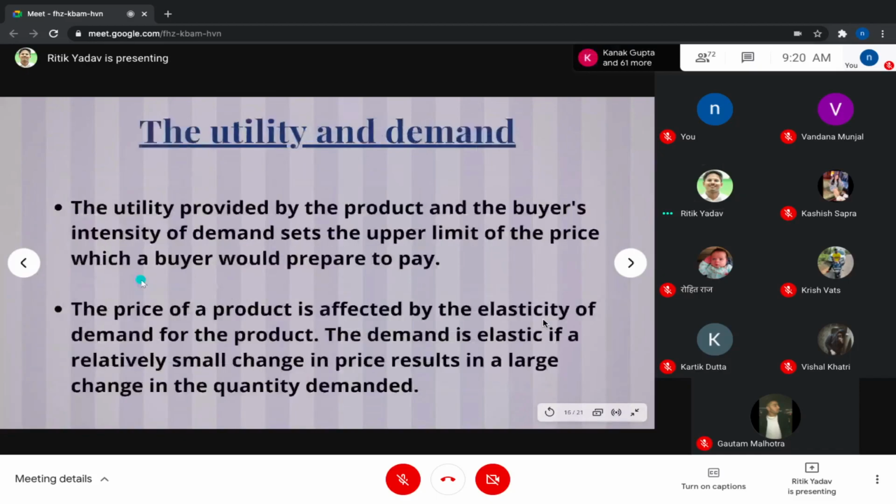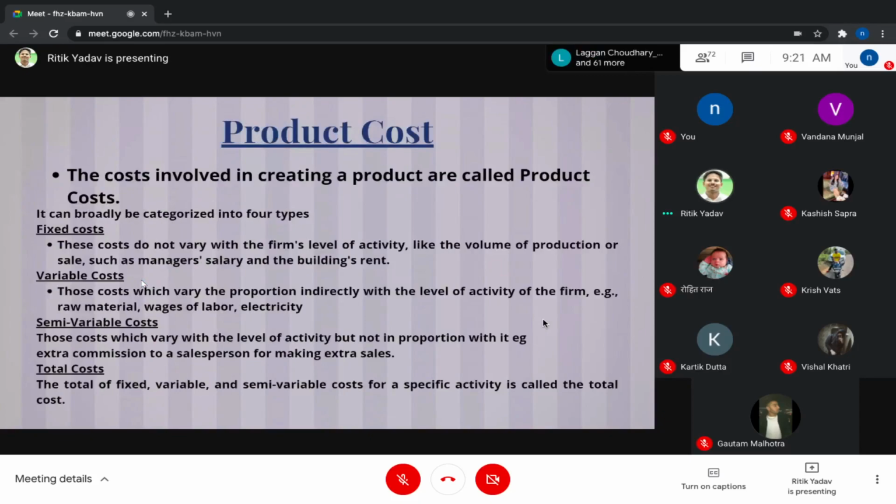Now, second, we have variable costs. These costs vary in different proportion with the level of activity of the firm. Example, raw material, wages of the labor, electricity, etc.